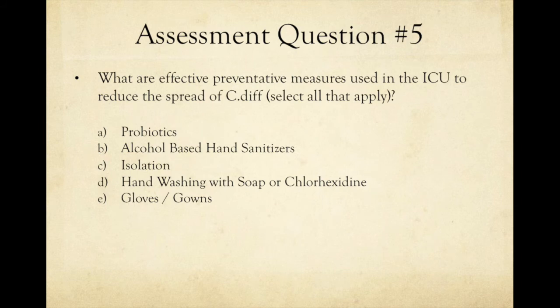And last but not least, assessment question number 5. What are effective preventative measures used in the ICU to reduce the spread of C. diff? Select all that apply. Option A, probiotics. Option B, alcohol-based hand sanitizers. Option C, isolation. Option D, hand washing with soap or chlorhexidine. Option E, gloves and gowns.